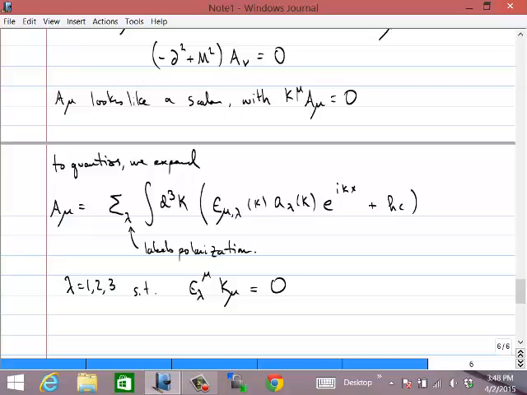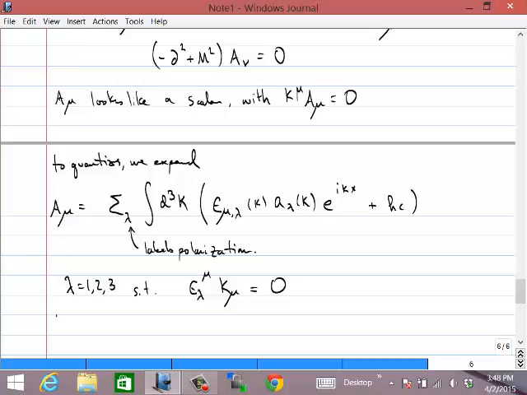Okay. So for example, you could go to a frame where the massive vector field is at rest. Now because the particle has mass, you can go to its rest frame. You can't go to the rest frame of a massless particle, but you could go to the rest frame of the massive particle. Then you could work out explicitly whatever basis of epsilons you like. Okay, so for example, you could have an epsilon x, an epsilon y, and an epsilon z.